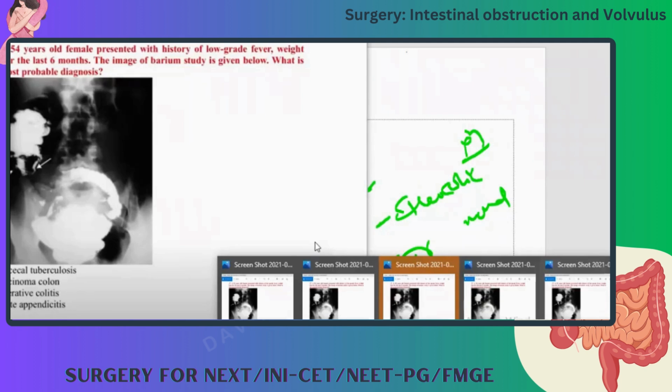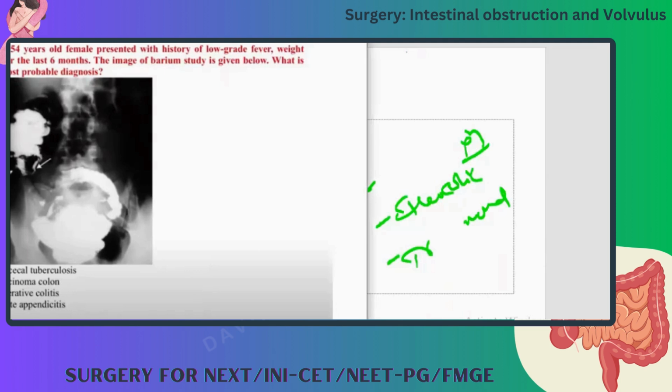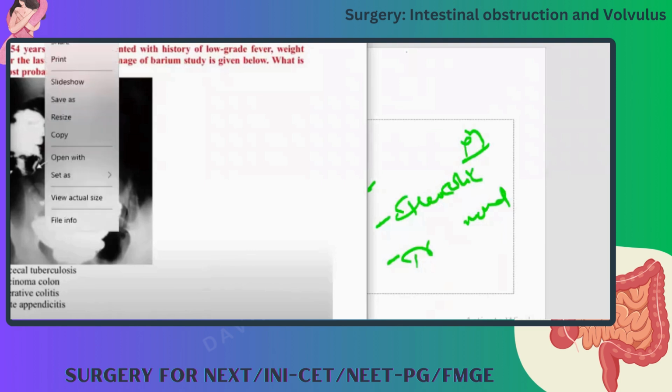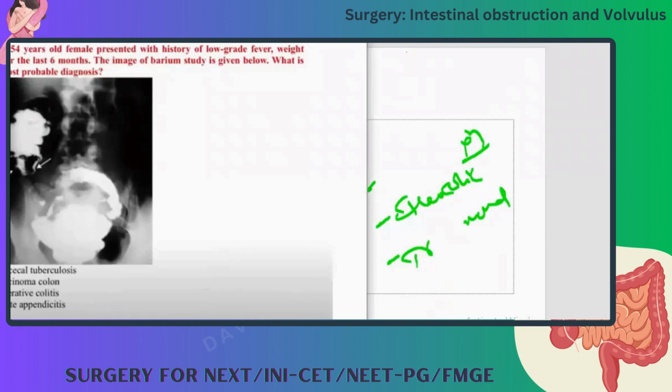See, in the question itself: low grade fever, weight loss for 6 months. That is tuberculosis, basically. And see the other options. Acute appendicitis: why would you do a barium enema? It's just a clinical diagnosis, so that is ruled out. Ulcerative colitis presentation is different, so that is also ruled out. So carcinoma colon and ileocecal tuberculosis are the two things.